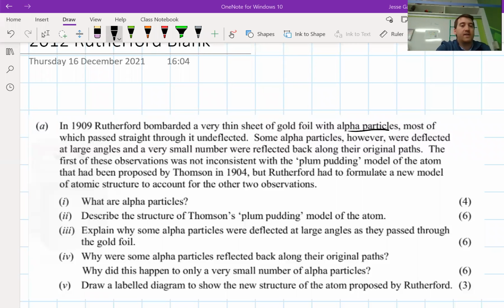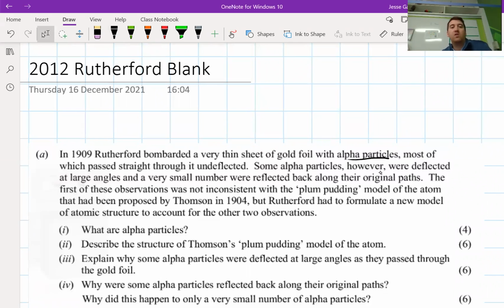We're going to do some guided exam question practice on the 2012 question that came up on the Rutherford gold foil experiment. It was worth 25 marks, so a half a question, 10 minutes on the timer. Let's jump into it. In 1909, Rutherford bombarded a very thin sheet of gold foil with these things called alpha particles, most of which passed straight through.